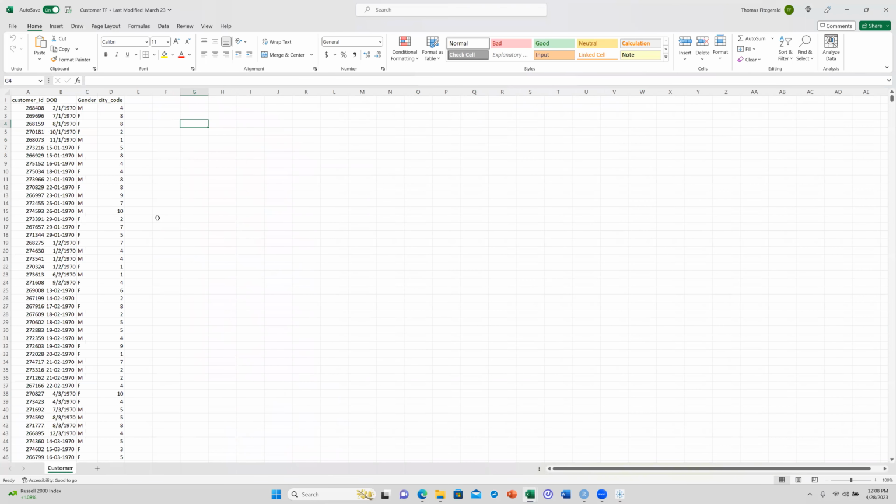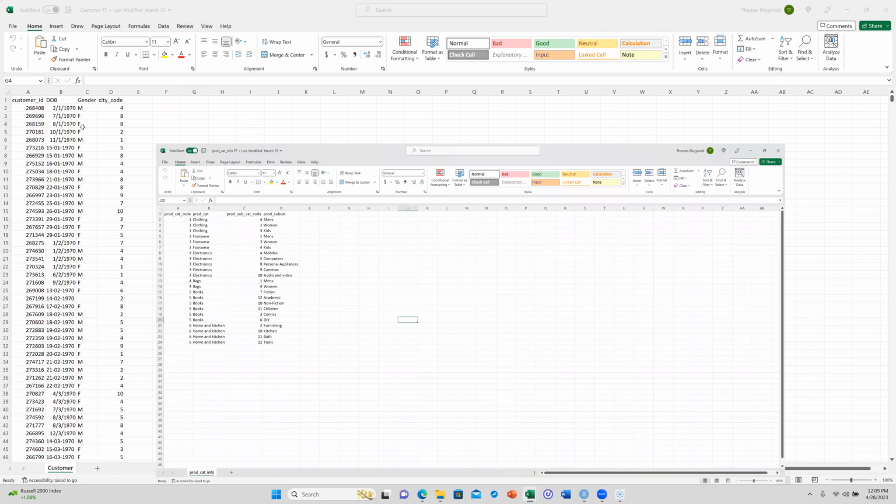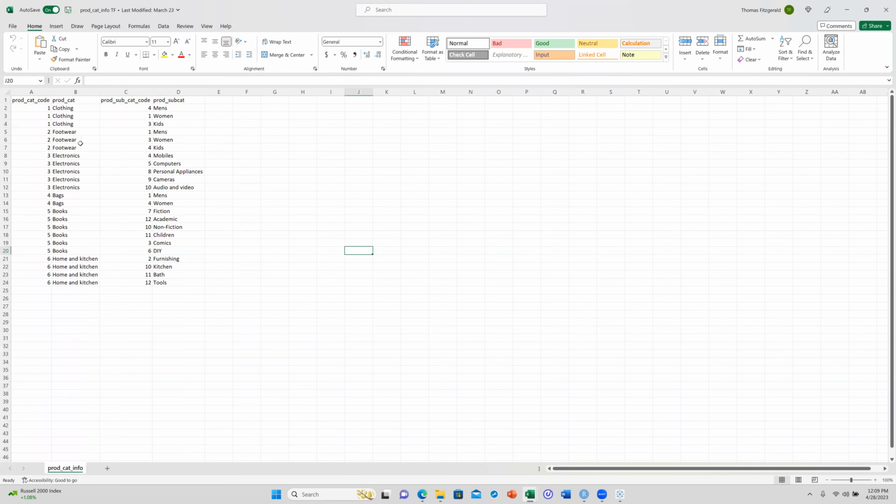Next is the customer spreadsheet, which shows the customer ID, the date of birth, the gender, and the city code. Also important to note is that gender has male, female, and non-binary. However, non-binary only appears very few times within the data set. And then we have product category code that goes to a specific product category, and the product subcategory code that is also assigned to a specific product subcategory.